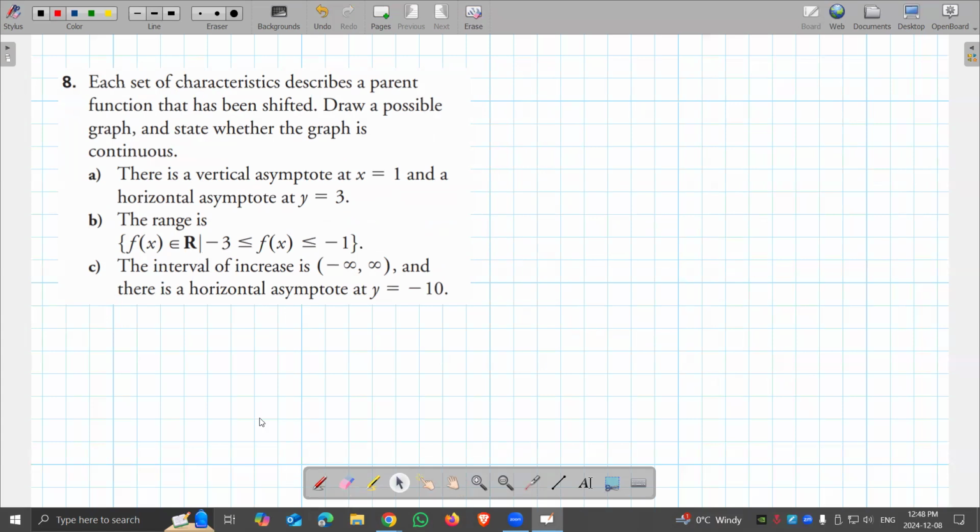Draw a possible graph and state whether or not it's continuous. Part A, there's a vertical asymptote. Automatically, there's a vertical asymptote. Is it continuous? No. But on top of this, there's also a horizontal asymptote. So for part A, it has two asymptotes. The only function with two asymptotes is 1 over x. So it has it at 1, it has it at 3. Can you tell me what the equation for this could be?